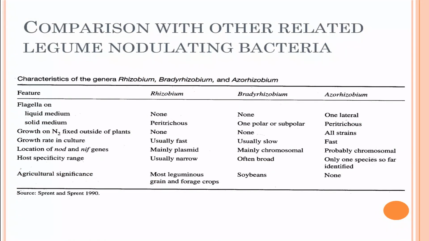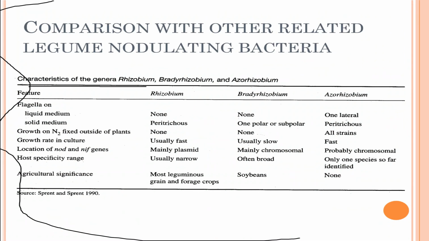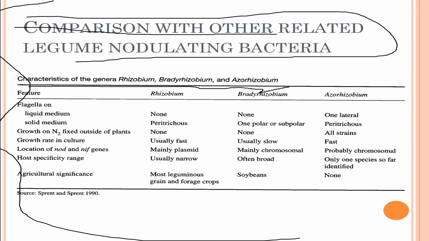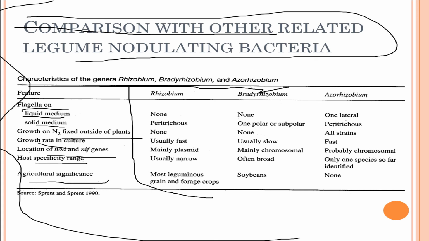Talking about the last thing in this video, we have a table of the characteristics of the genera Rhizobium, Bradyrhizobium and Azorhizobium. It's a comparison with other related legume nodulating bacteria. Here we have lots of features and lots of Rhizobium species. These include flagella on liquid medium and solid medium, growth on nitrogen fixed outside of plants, growth rate in culture, location of nod and nif genes, host specificity and agricultural significance.